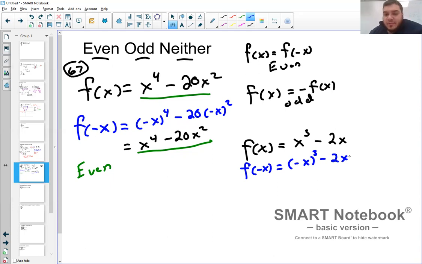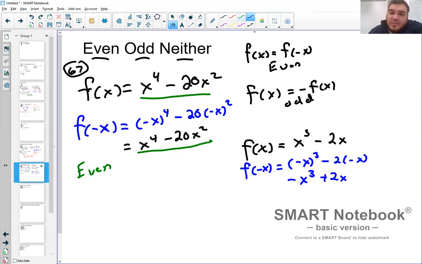I'm sorry, not 2x, but negative x to the third minus 2 times negative x. So that's going to be negative to the third. It's a negative, negative, negative, so that's an odd amount of negatives, so it stays negative. Plus negative 2 times negative x is plus 2x.